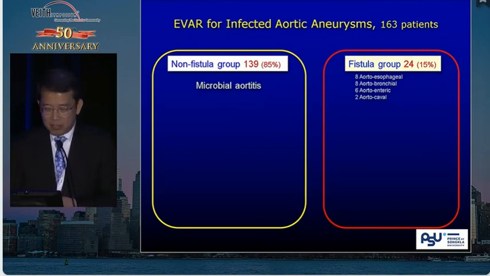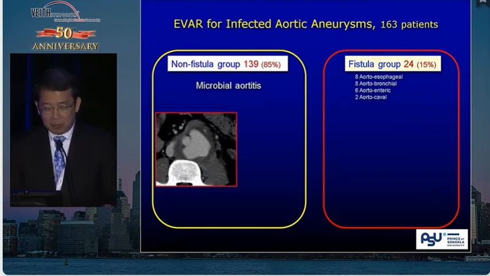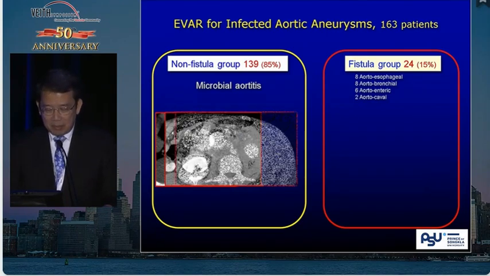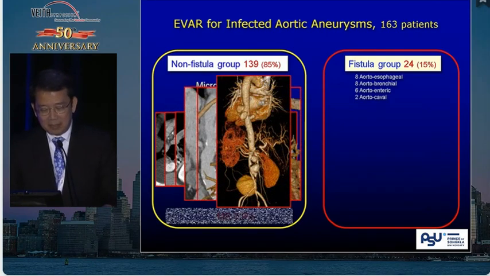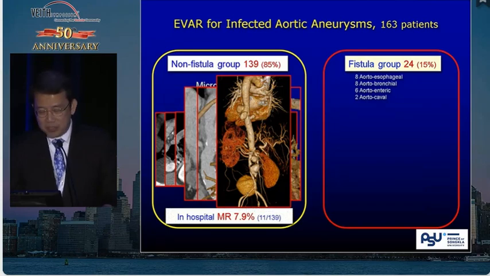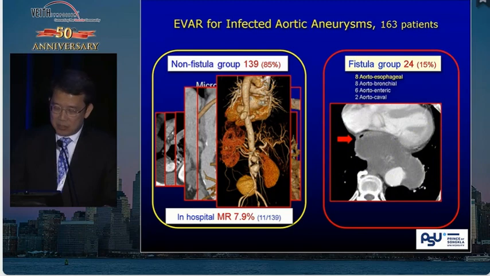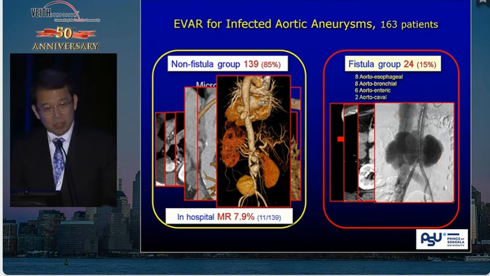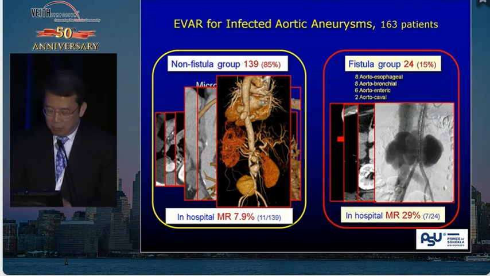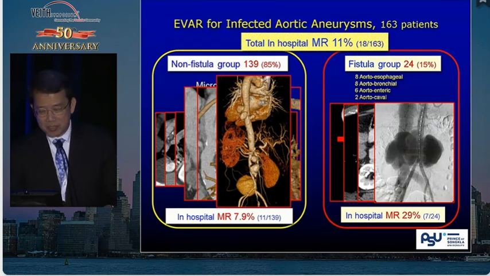85% were in the non-fistula group. They presented quite late in our region, and in all segments of the aorta. The mortality in this group was 7.9%. 15% presented with fistula complications. There were aortoesophageal, aortobronchial, aortoenteric, and aortocaval fistulas. The mortality rate was 29% in this group. Altogether, the mortality is around 11%.